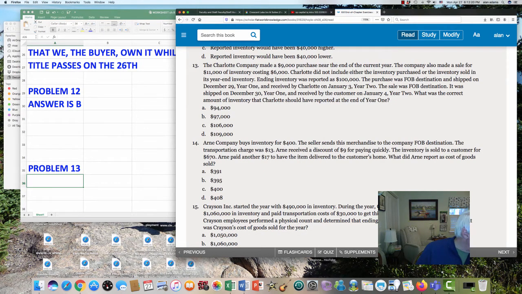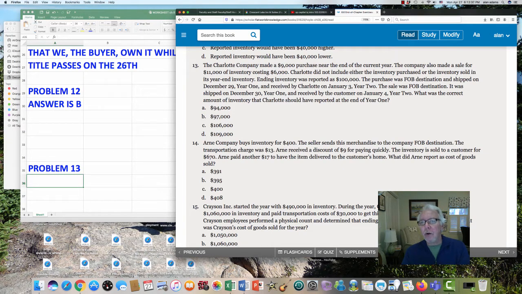Again, like the previous problem, I want you to focus on cost. Don't be distracted by anything to do with a sale, okay? We don't care about selling price. We care about cost. We care about sales, but not selling price.